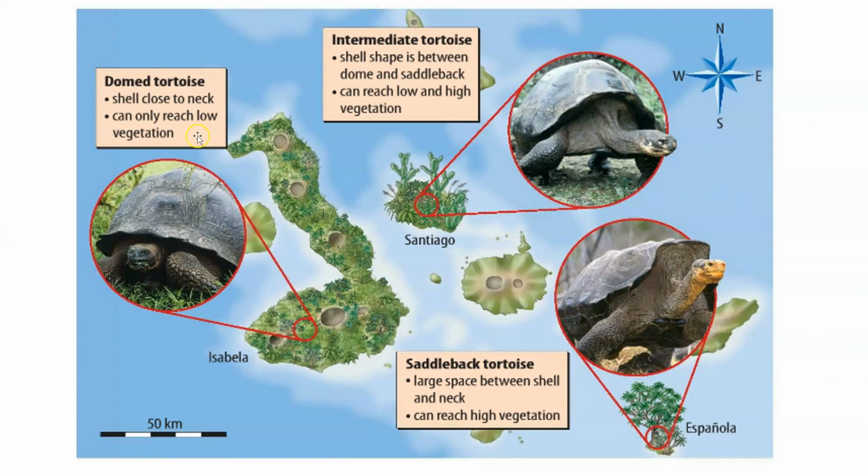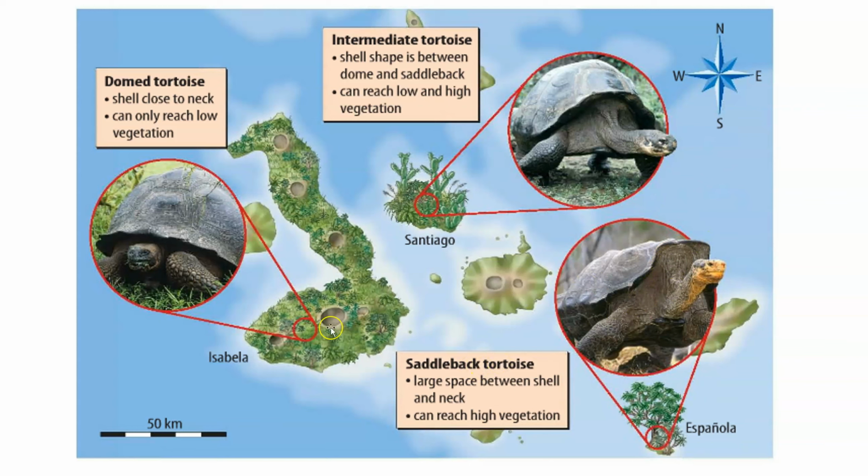The dome tortoise is on Isabella, and has a really large shell for protection. On Santiago, there is the intermediate tortoise. The shell shape is between the dome and the saddleback. And then on Espanola, there is the saddleback tortoise, which means there's a large space.